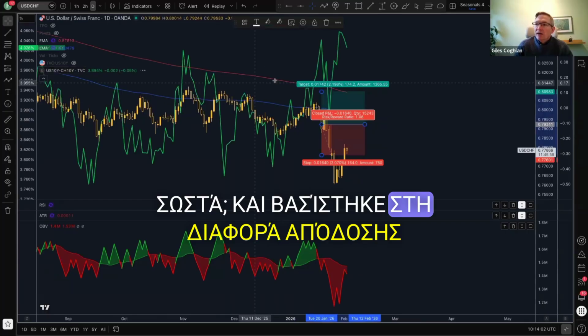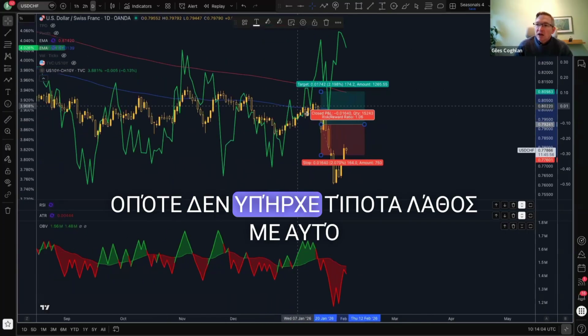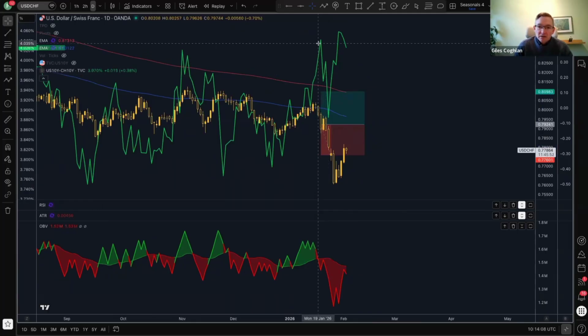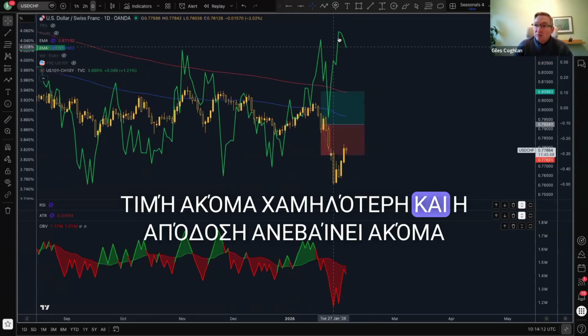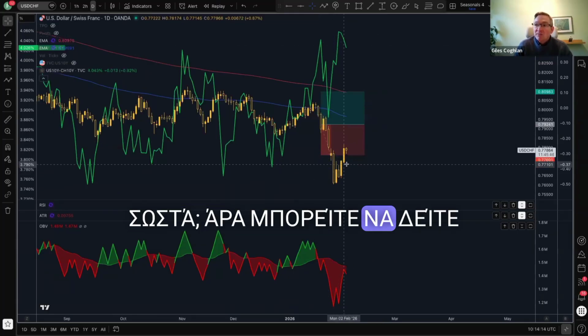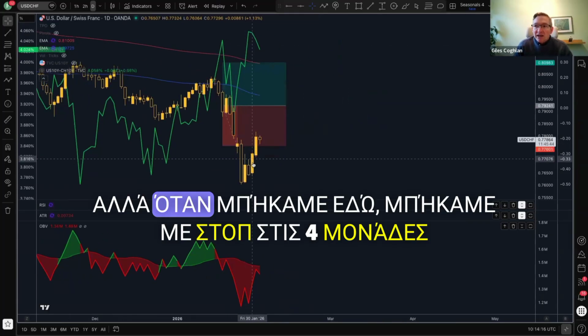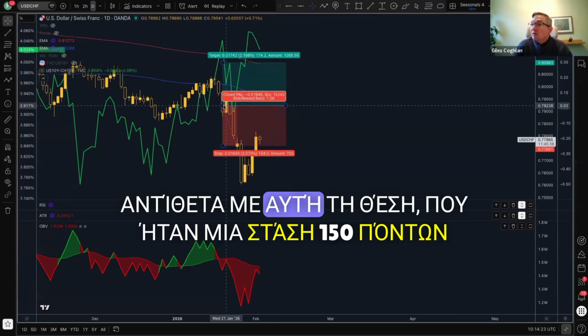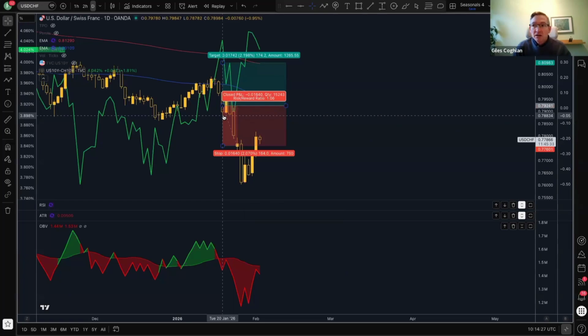It was based on the yield spread pushing up, so there was nothing wrong with that. The yields were saying higher prices. And you can see here, look, the same again: price even lower and the yield pushes even higher. But remember, when we got into this, we got in with a 4 point stop, versus this position, which was like a 150 point stop. So remember I said you've got to be careful of the risk.